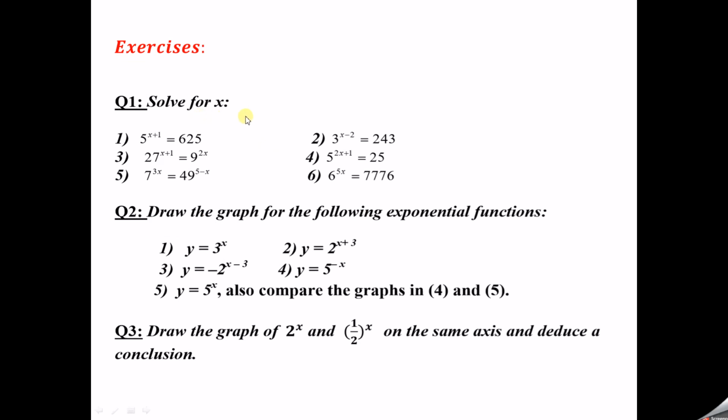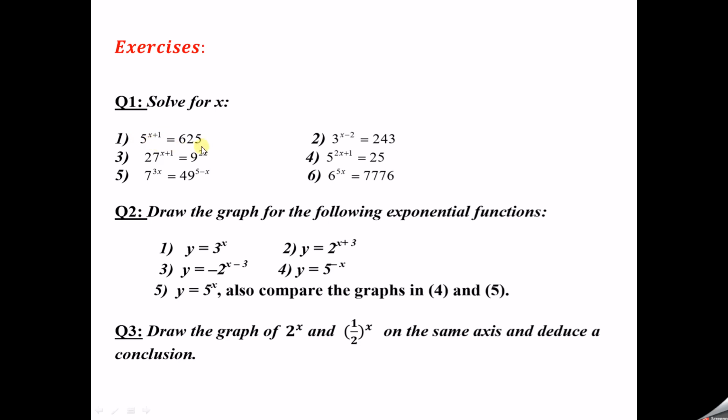So here we have some example problems for exercise. You can solve these problems. If we take the first problem, 5 power x plus 1 is equal to 625. The left hand side of the equation is a power of a prime number 5. 5 is a prime number, so we cannot write this further as a power of a prime number. We can leave it as it is.